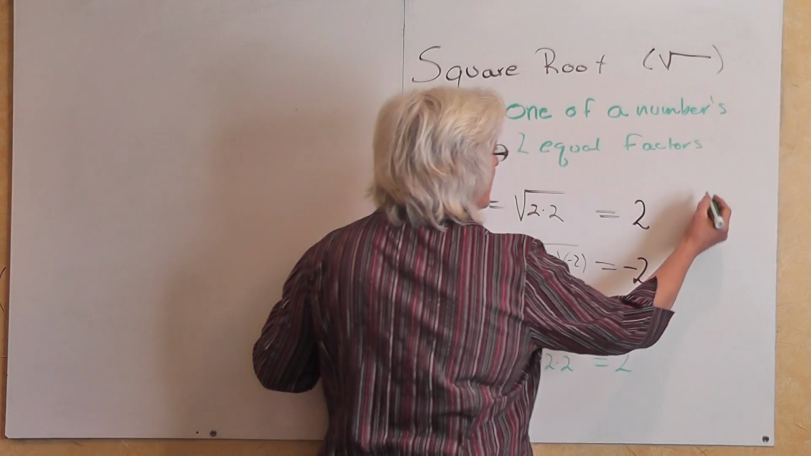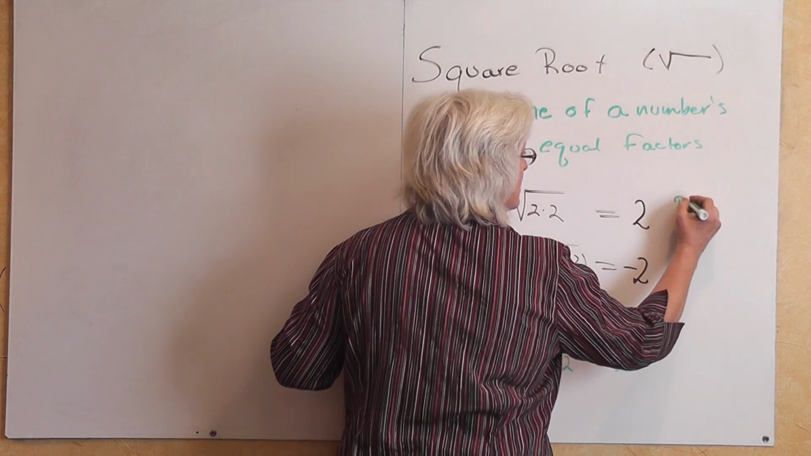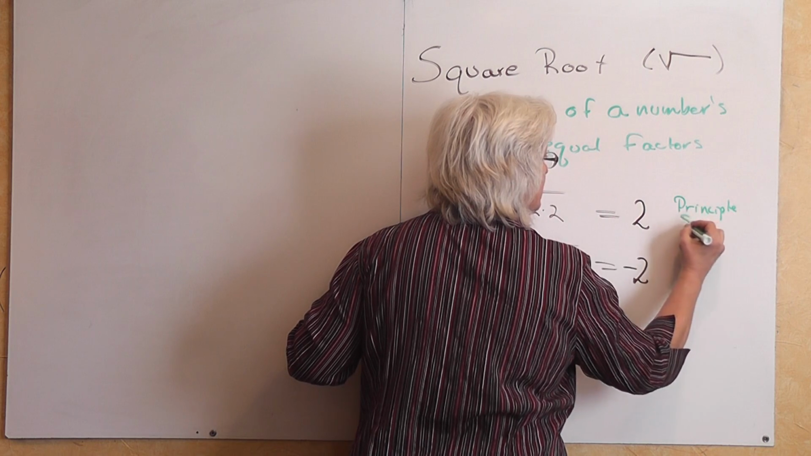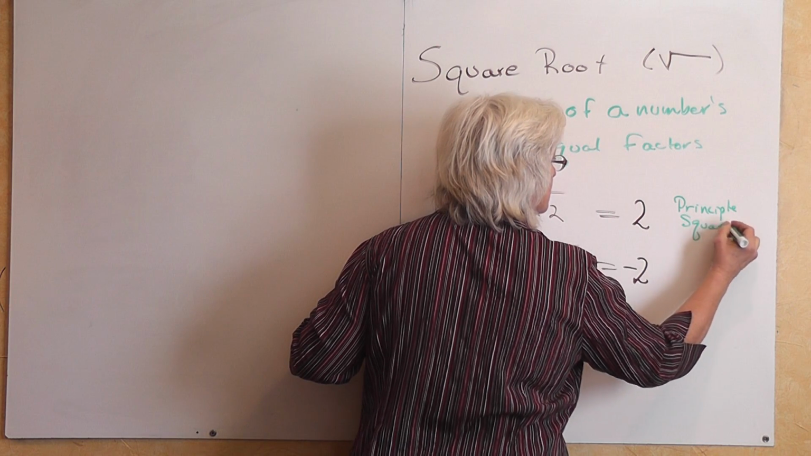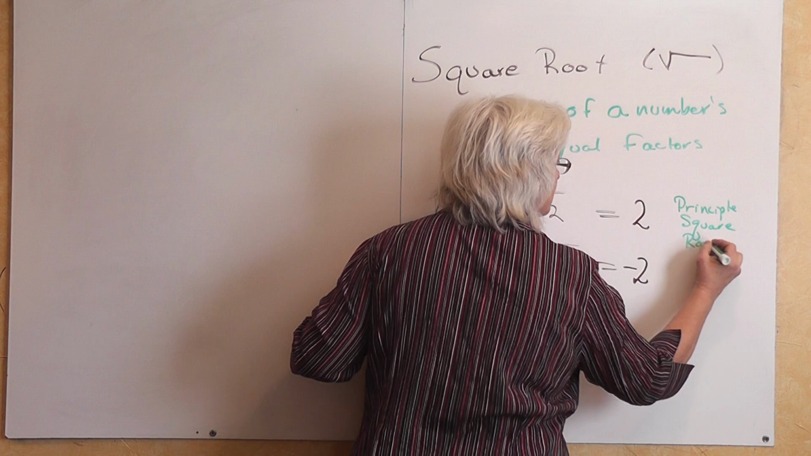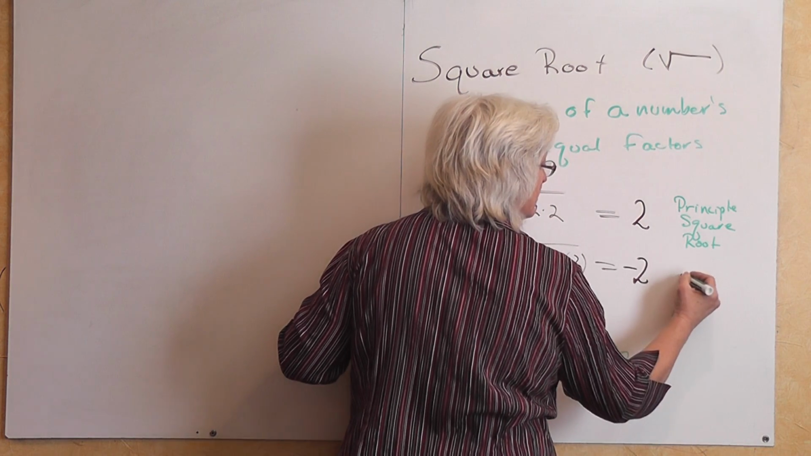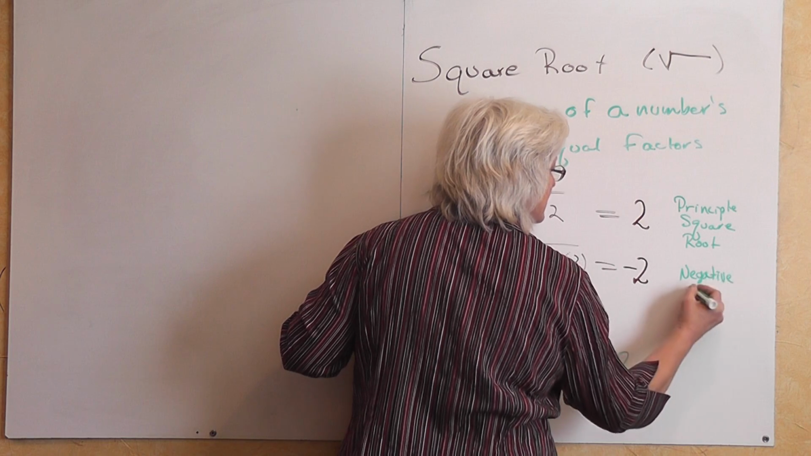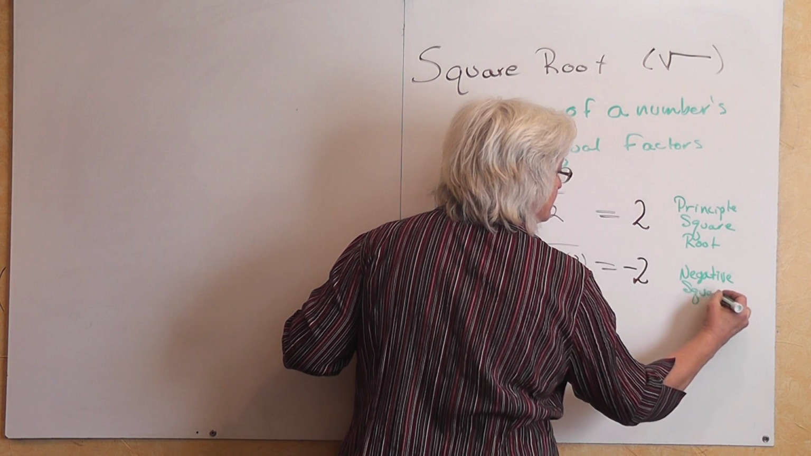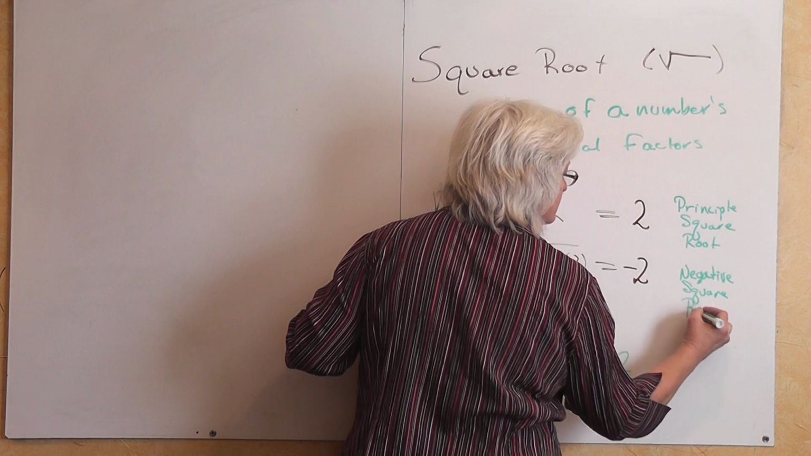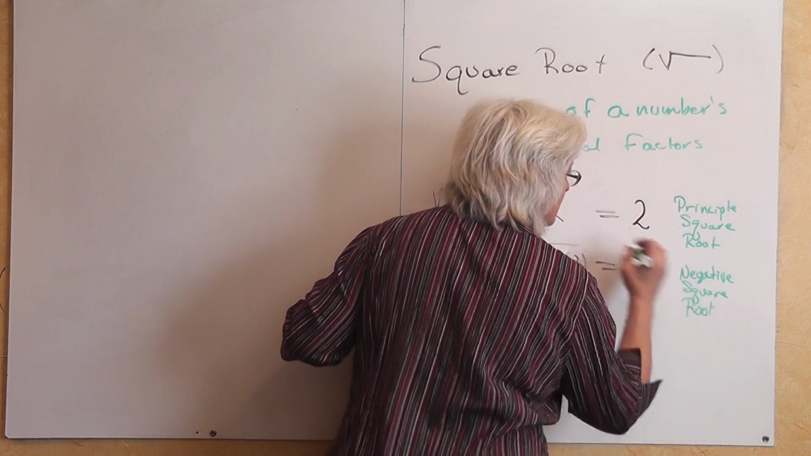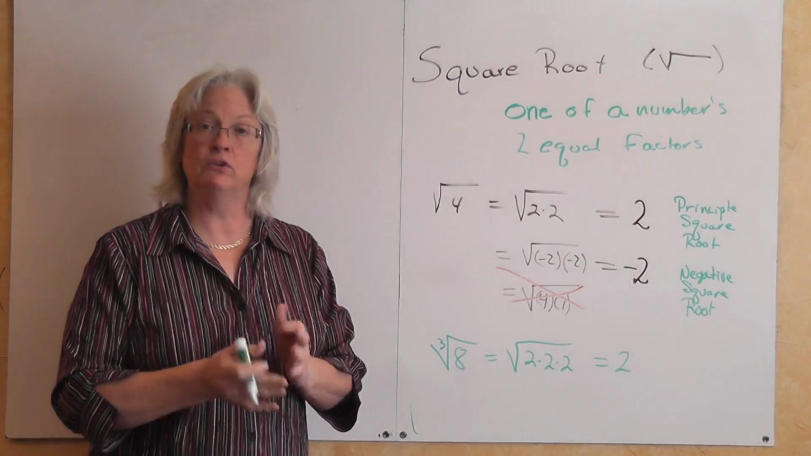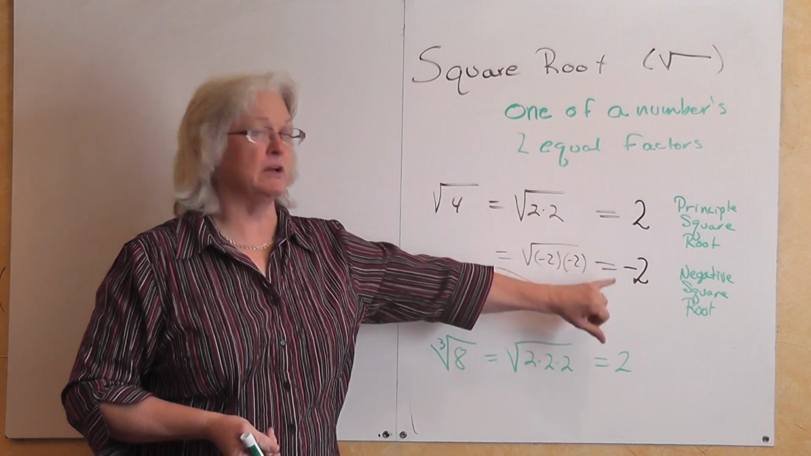The positive square root is what we call the principal square root. The negative square root is a very creative name here. It's the negative square root. When you're talking about square roots, you're always going to have two choices. It can be positive or negative.